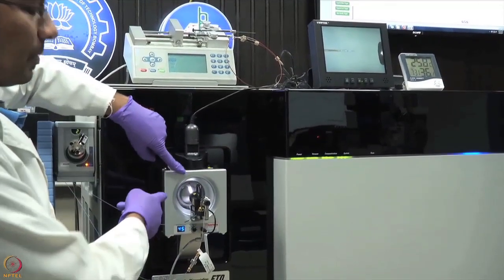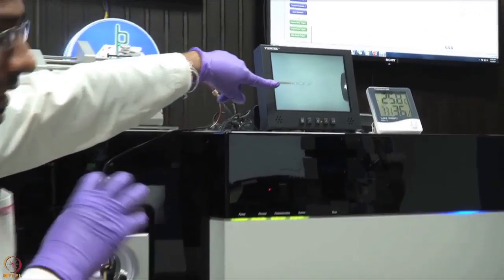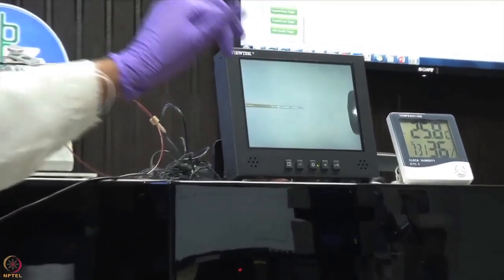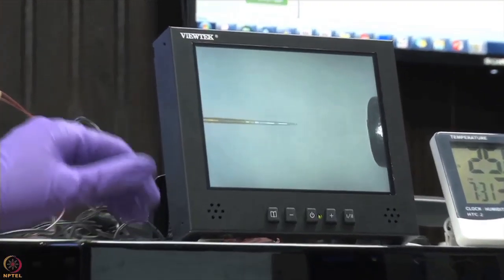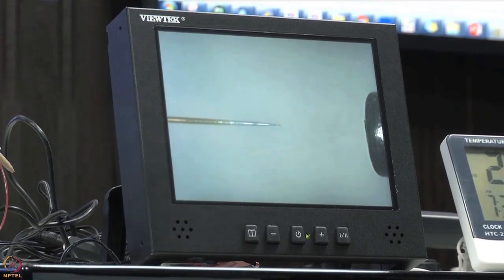Once your sample starts to elute from the tip of the column, if you can see here, it will start to get ionized. Here we are applying a voltage of around 2.2 kilovolts, and your sample becomes highly charged, and the ions will start to elute.